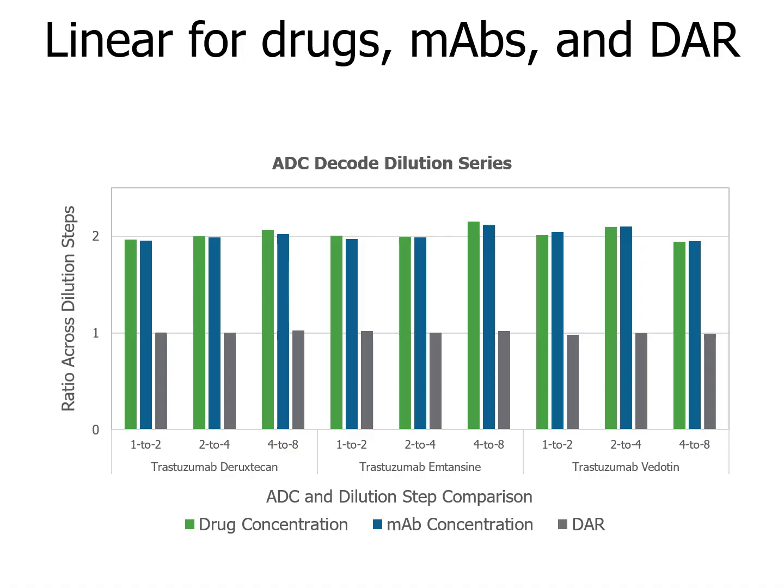If we take that same data and we want to evaluate how linear it is, because we're looking at so many samples, a convenient way to do that is to evaluate the ratio that drug concentration and antibody concentration are changing as we go across our 1 to 2 dilution series. Because we're diluting by a factor of 2x, we expect that drug concentration and antibody concentration would also change by 2x, and that's what we're seeing in the data. However, for DAR, that value actually should not change, so indeed across our dilution series, we get a consistent DAR value as we evaluate different dilution steps.